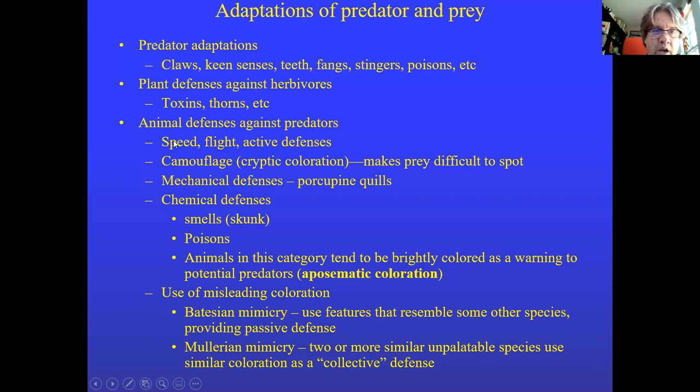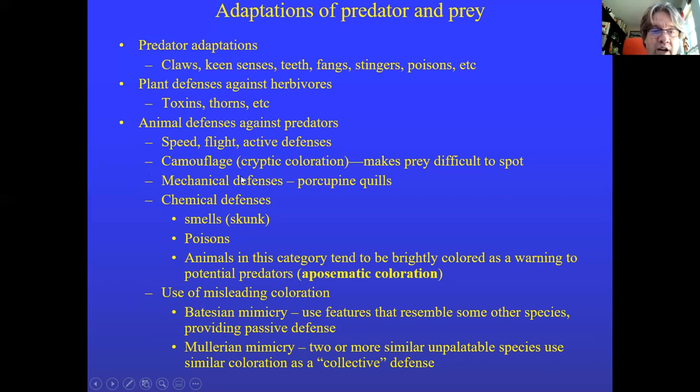And then of course animals evolve defenses against predators. So the prey animals can fly, they can run fast, right? Antelope, for example, with cheetahs, they can flee. Active defenses include poisons and different things. They might squirt at an animal that's coming at them, right? Skunks, for example, squirt an offensive chemical that smells bad, that kind of thing, right?